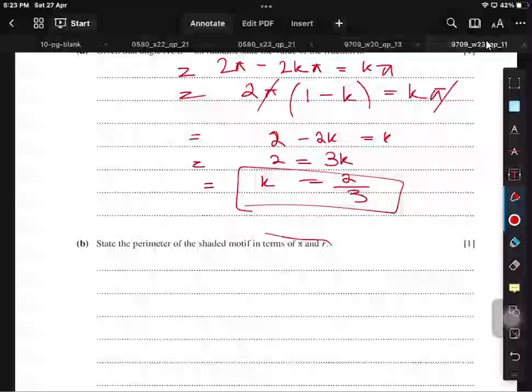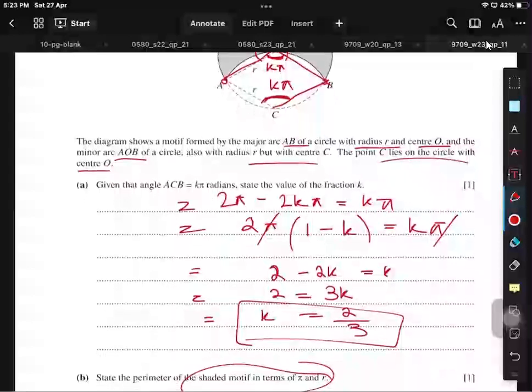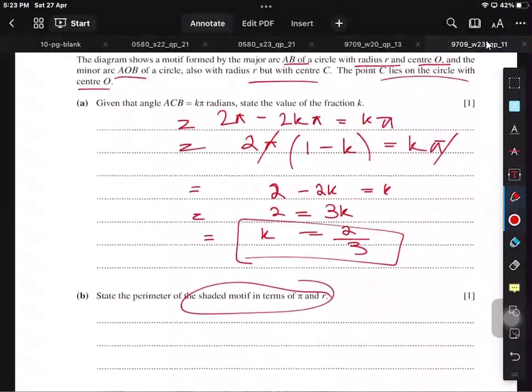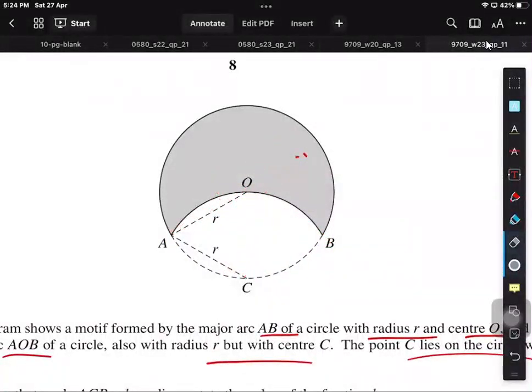Okay, state the perimeter of the shaded motif in terms of pi and r. So we have to state, so it means you don't have to calculate anything, right? So the perimeter of the shaded motif in terms of pi and r, right? So the thing that you have to figure out here is also that, okay, if I say that this would be equal to basically this, we had to figure out that this arc length would be equal to this, right? Because this is the center. This is a center. So I can say that this is the radius and this would be the radius too, right?